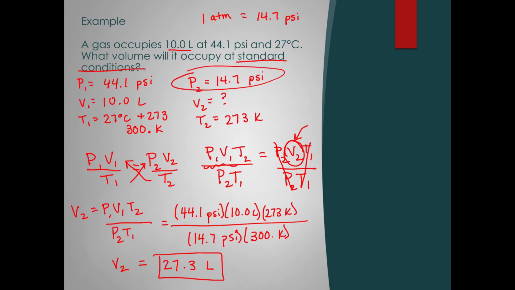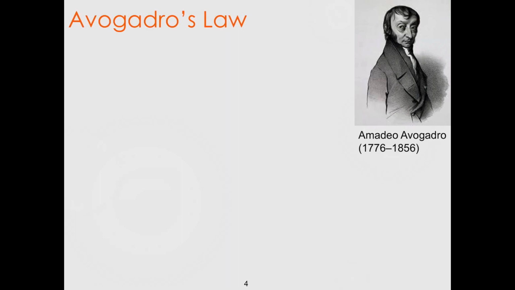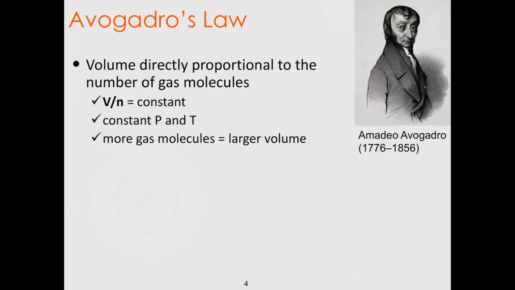STP tells you a pressure and a temperature, and we can use that to find a volume at a new set of conditions. So another gas law that we are going to look at is Avogadro's law. We've already talked a little bit about Avogadro when we talked about Avogadro's number when we were dealing with moles, right? We said that Avogadro said that there were 6.022 times 10 to the 23rd particles in 1 mole of a substance, okay? He also came up, though, with the molar volume and the fact that volume is directly proportional to the number of gas molecules.